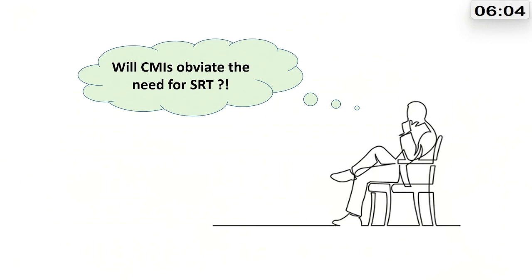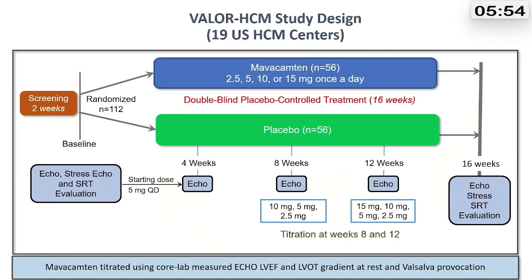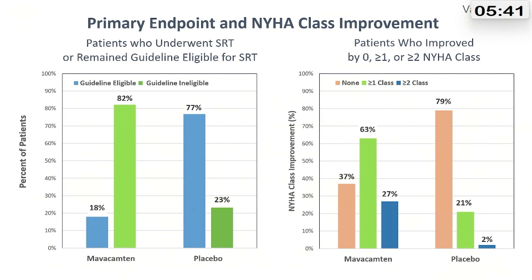And the very next question that comes to mind is whether the cardiac myosin inhibitor will serve as an alternative to septal reduction therapy. The VALOR-HCM study challenges this particularly by involving patients who are eligible for septal reduction therapy, giving them mavacamten in incremental doses compared to placebo, and the results were astonishing: 82% at the end of the study were no longer eligible for septal reduction therapy.